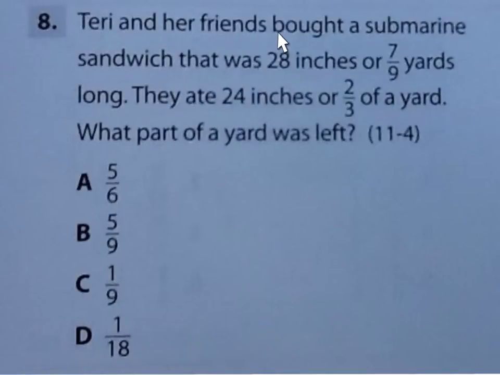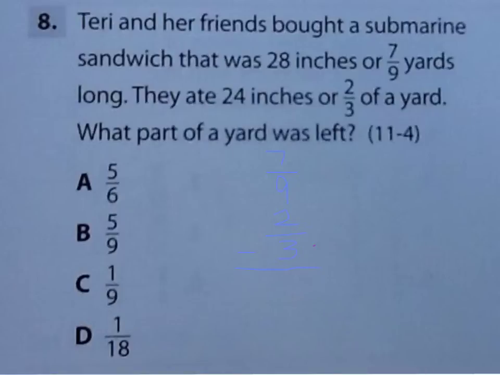Terry and her friends bought a submarine sandwich that was 28 inches or 7/9 yards long. They ate 24 inches or 2/3 of a yard. What part of a yard was left? The first step after writing it out is finding the common denominator, since the bottom two are different. So the common denominator would be 9 for this problem.